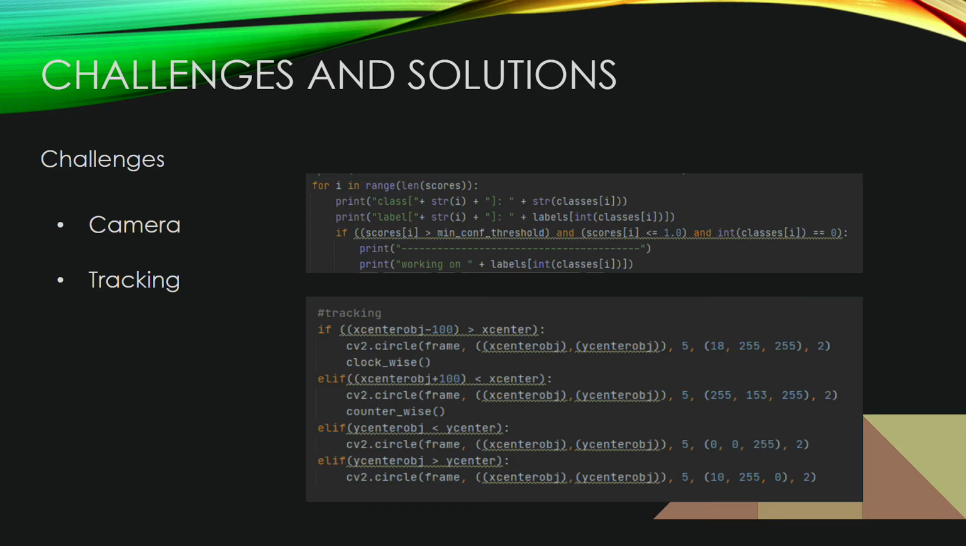Some of the challenges we had with this project was the camera, where it would not connect. So we had to get a different camera. Another problem was the tracking, where it would detect and track a person and other objects. And another problem was that it would only work on the X direction and not the Y.